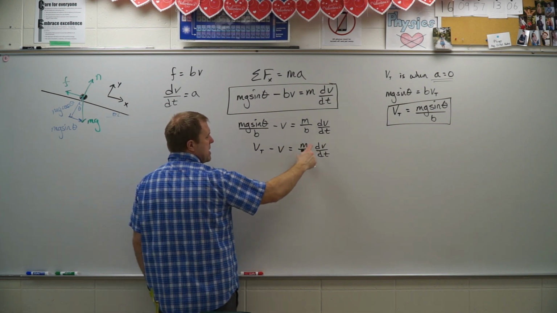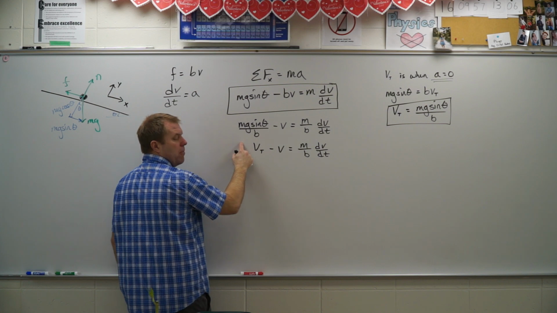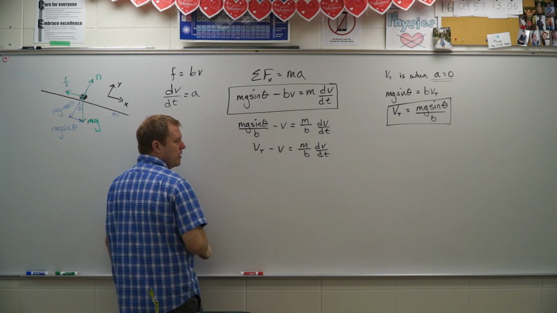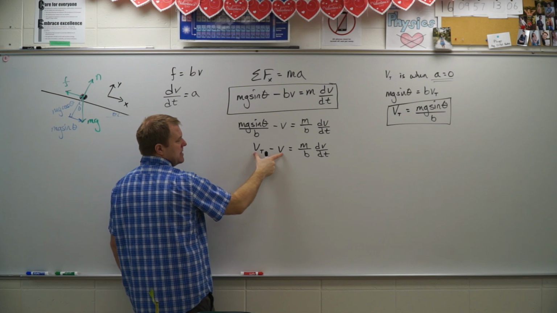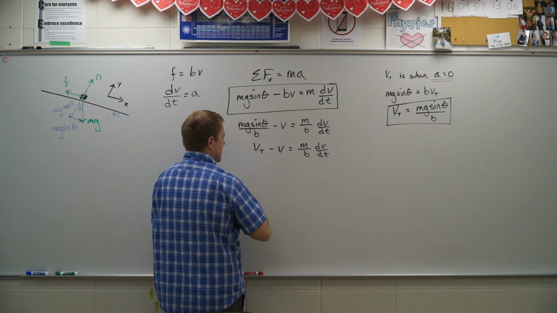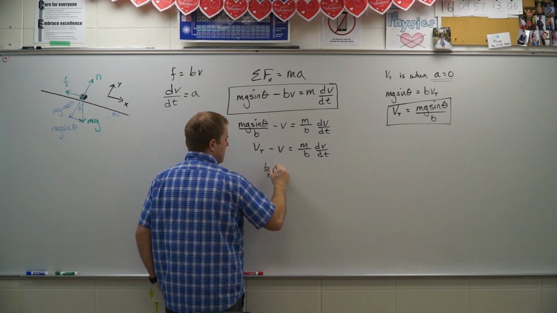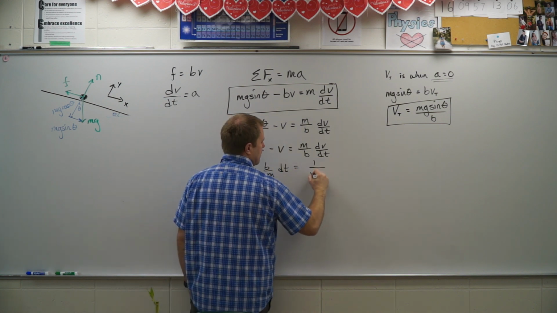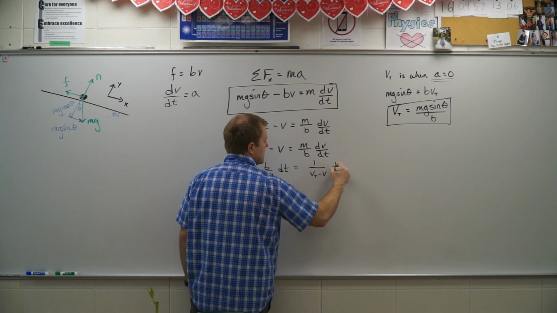So now I have my V over here that I have to get with the dV over here. So I'm going to move the B and the m over to this side. So I'm going to multiply by the reciprocal. I'm also going to multiply the dt over, and then I'm going to divide the VT minus V over to the other side. And so now I have B over m dt equals 1 divided by VT minus V dV.